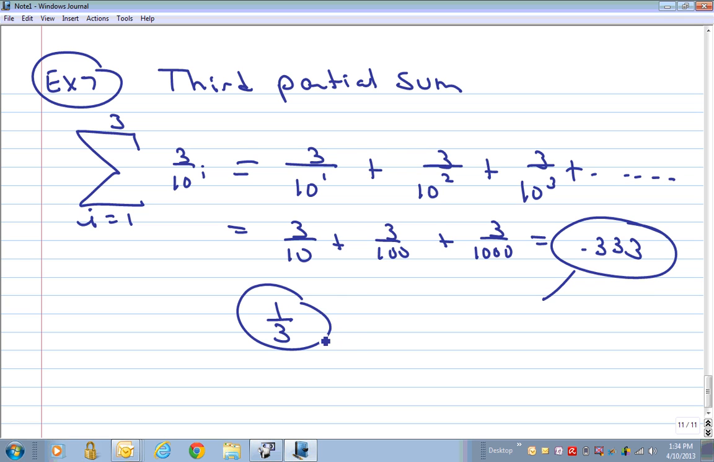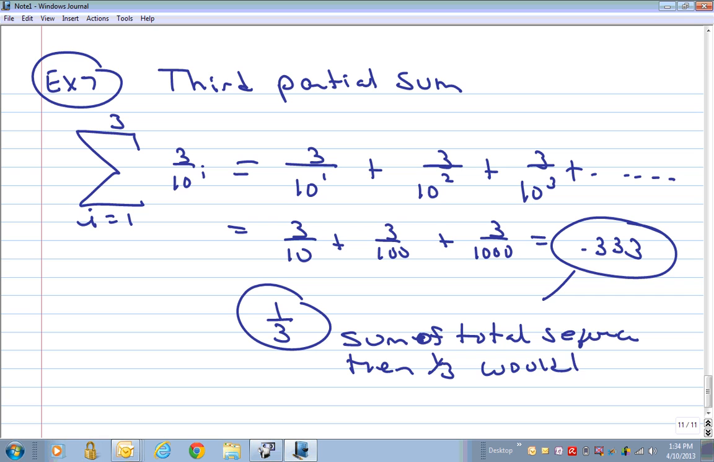And so if we had the sum of the total sequence, then 1/3 would be our answer. And it would get closer and closer to 1/3. It would never actually be, it would just get infinitely closer to that. That would become a limit, and we will talk a little bit more about that later.